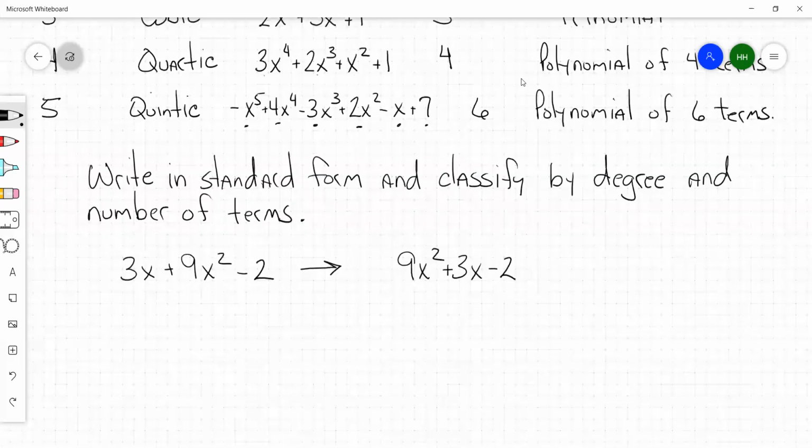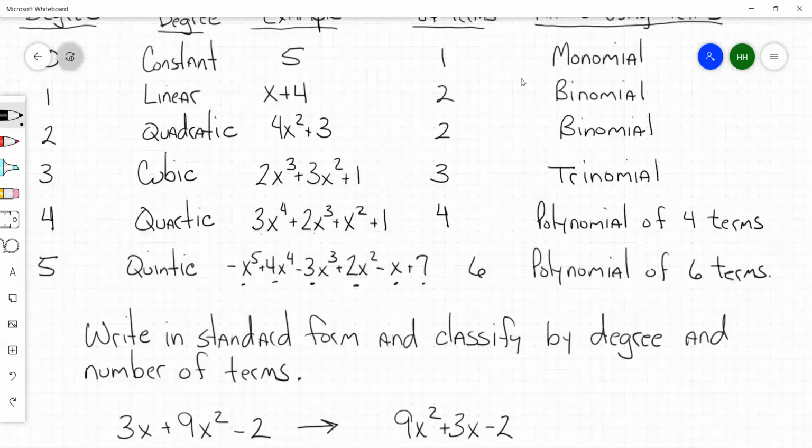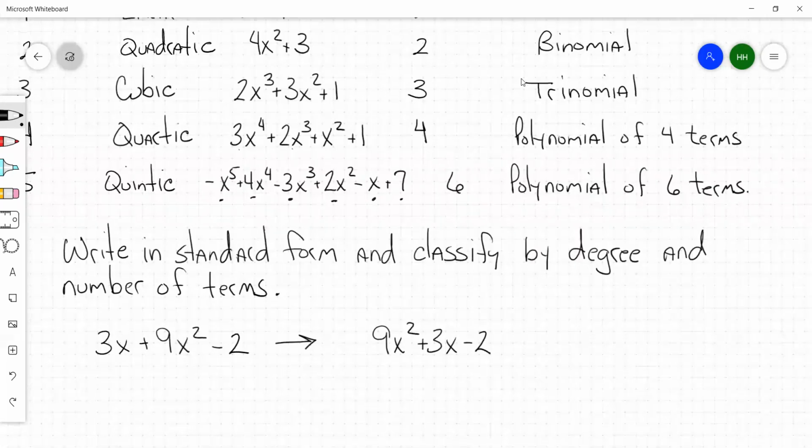Now, we're going to classify it. So when the degree is 2, it's a quadratic. And it has 1, 2, 3 terms, so it's a quadratic trinomial.